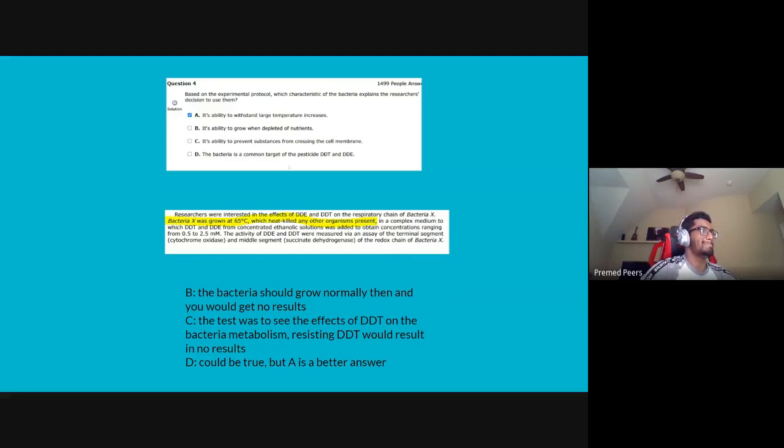And D, if it was a common target, it really wouldn't explain the differences between DDT and DDE, and it wouldn't be an individual characteristic that is verbally, or at least written to explain the reasoning behind.